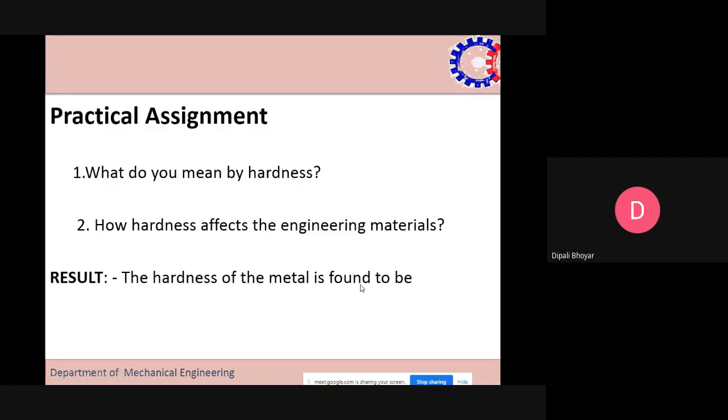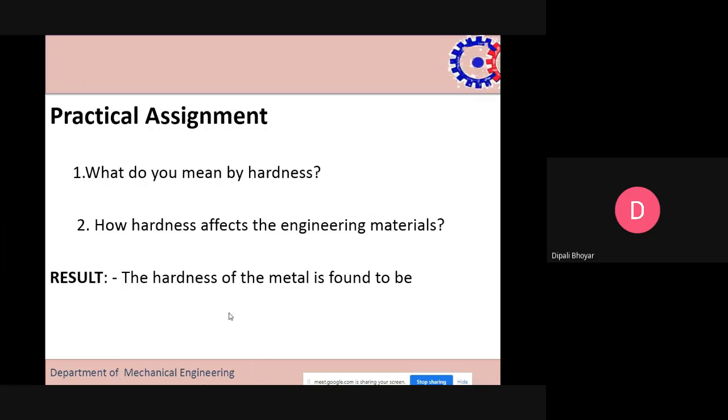Okay. So there are some practical questions that come from this experiment. What do you mean by hardness? As I told you, hardness is nothing but the measurement of the resistance in a particular metal or any engineering object, which shows the hardness of the material. Then how does hardness affect the engineering material? Obviously, hardness affects it. If your material has low hardness, then it has a low life and wears out within a short period of time. There are many effects that come under the hardness of any engineering material.